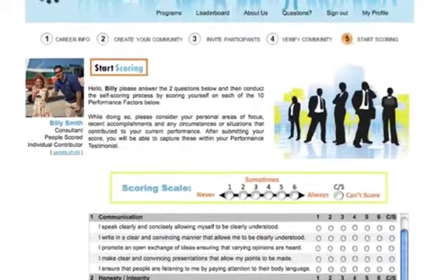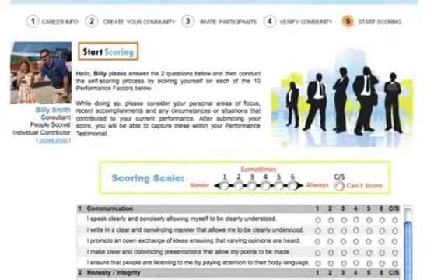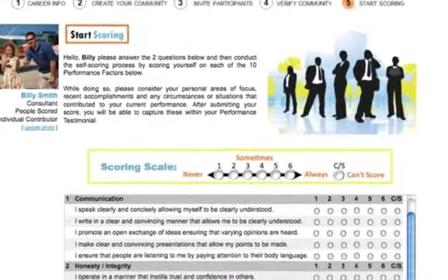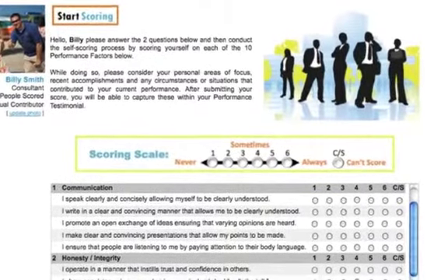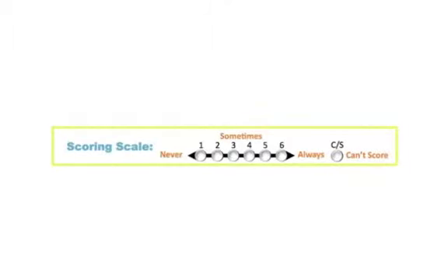Welcome to the Scoring Scale tutorial movie. This movie will help you understand the scoring scale and will also provide you with tips to help you score yourself and others. The scale is based on how frequently skills or behaviors are being used or how often they are being observed by others.